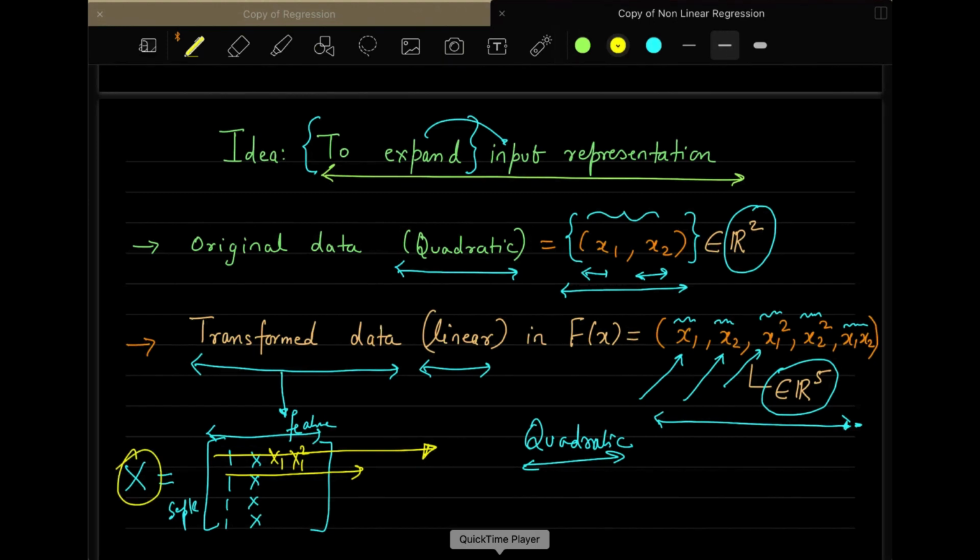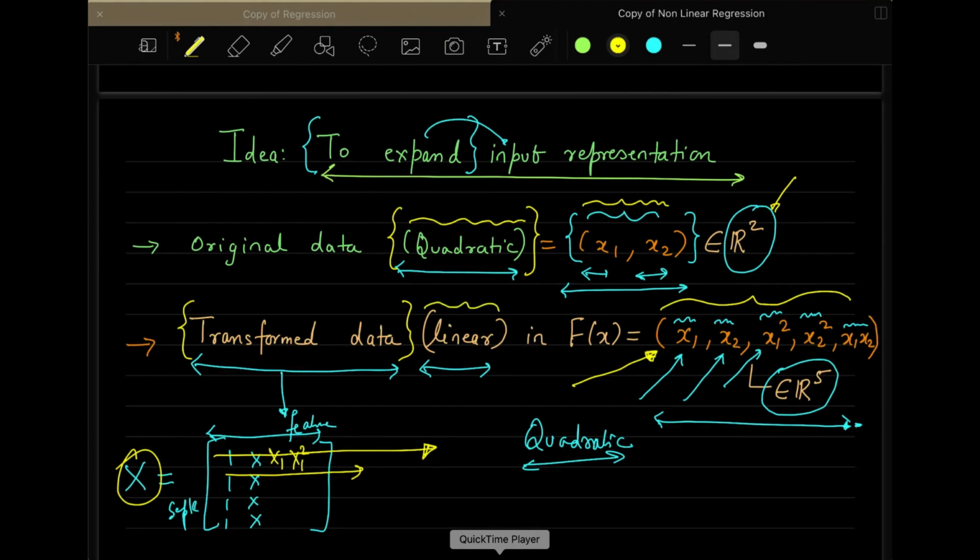So what is the advantage of having this transformation, or you can say expansion of the input representation in this particular feature space? The important advantage is that your boundary, which is quadratic in lower dimension space, that is in 2 dimensions, here in R2 space, becomes linear if you increase it to 5 dimensions. That is one of the important things.